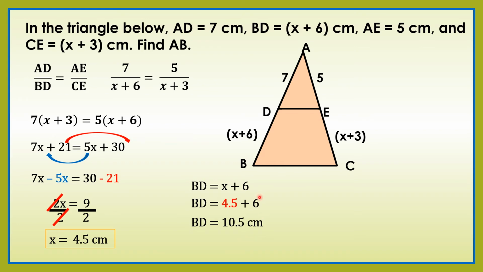So, meron na tayong measure ng BD, meron na rin tayong measure ng AD. Therefore, i-add lang natin itong dalawa para makuha natin yung measure ng AB. So, we will have now AB is equal to AD plus BD. Substitution, ang AD natin ay 7, ang BD natin ay 10.5. So, 7 plus 10.5, AB is equal to 17.5 centimeters.